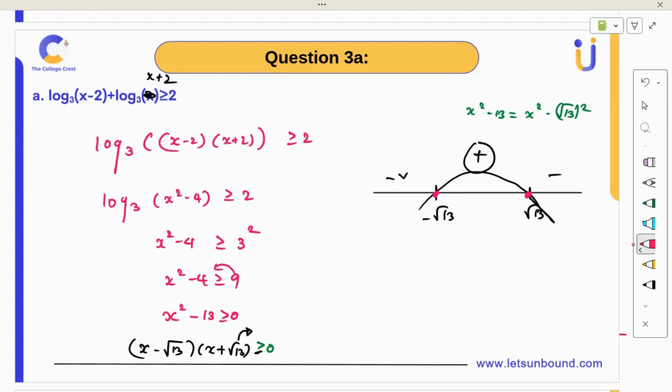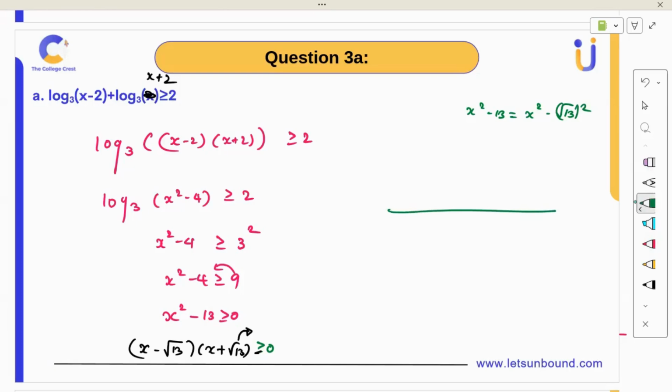So for root 13, it's an upward facing parabola. I got confused. So actually it's an upward facing parabola because it has a positive leading coefficient, and it will be positive, negative, and positive, like here, minus root 13 and root 13. So I want only positive, and also included when it's 0, where it crosses. So here to here, this is positive, and this is also positive.